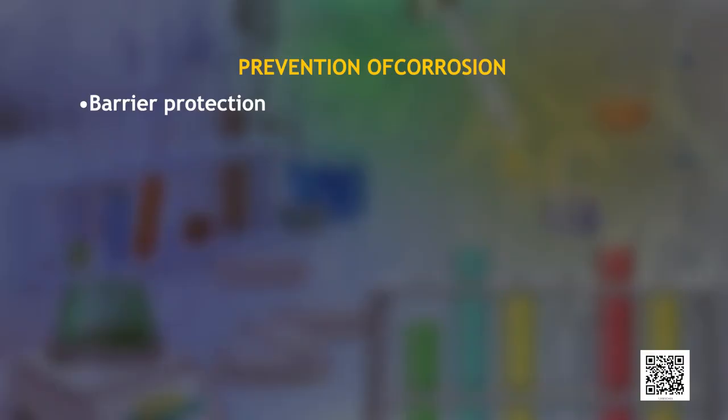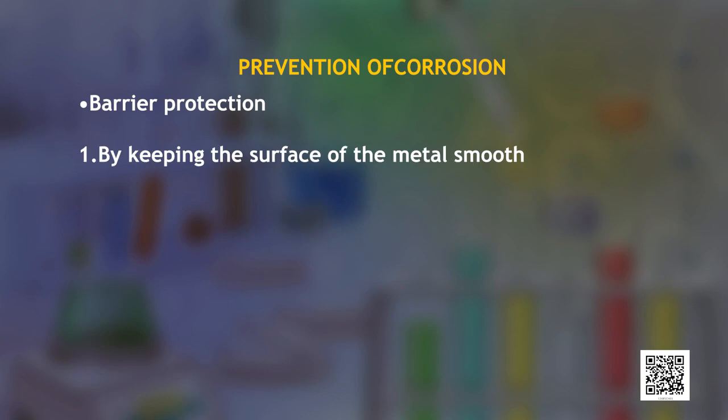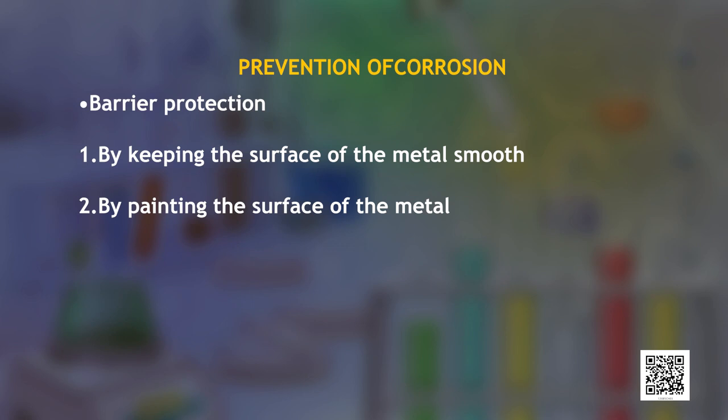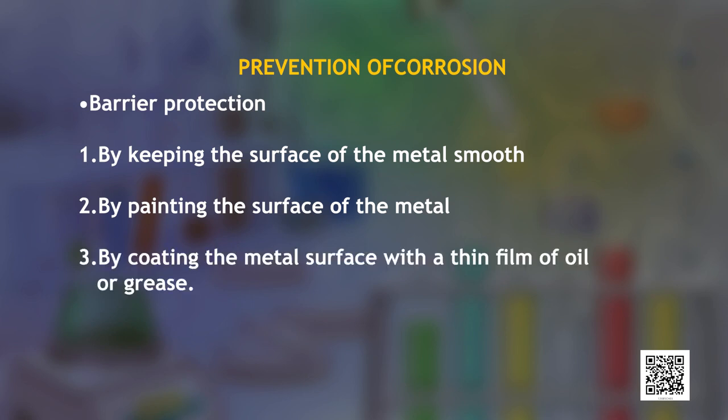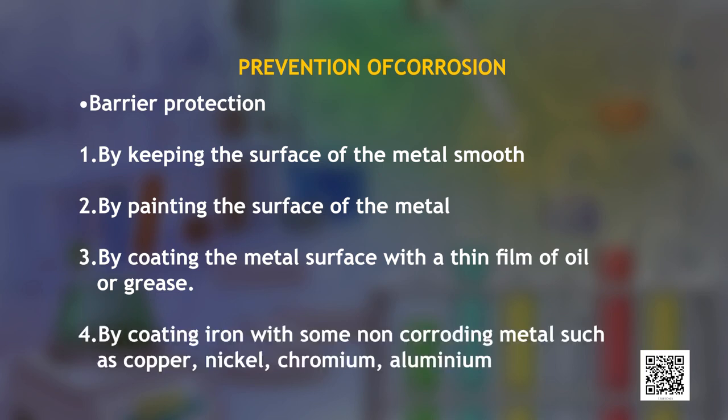One is barrier protection. As the name suggests, it creates a hindrance or barrier between the metal surface and atmospheric moist air. This hindrance can be created by keeping the surface of the metal smooth, by painting the surface of the metal, by coating the metal surface with a thin film of oil or grease, or by coating iron with some non-corroding metal such as copper, nickel, chromium or aluminium.